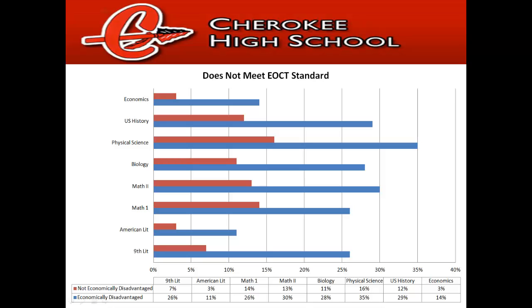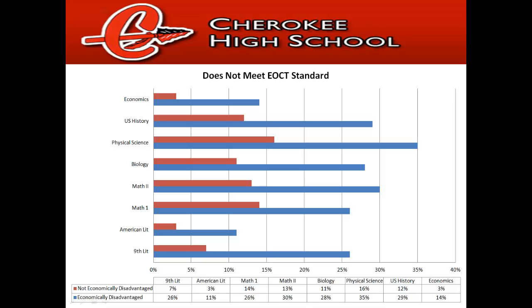For 9th grade Lit, we're looking at a difference of 19%. In Math 1, it's 12%. In Math 2, it's 17%. In Biology, it's 17%. U.S. History, 17%. Economics, 11%.